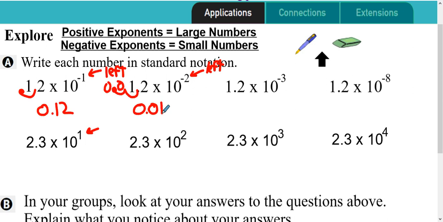And sometimes when you get up to this right here, I'm basically doing all of them with you. I'm going to write this 1.2 down first, and then I'm just going to put some zeros here because I know I'm going to go this way. 1, 2, 3. 0.0012.